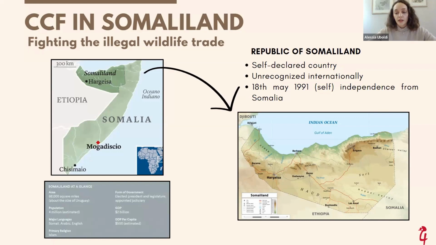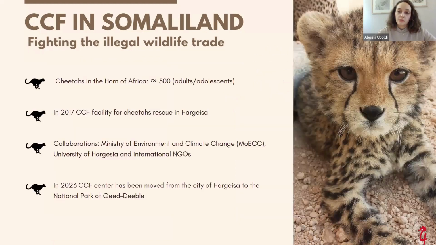And CCF decided to start a project, and they came to Somaliland first in 2011 for monitoring, counting the number of cheetahs and collaborating with the ministry. It is estimated that the cheetahs in the Horn of Africa are around 500. And CCF could finally build the first facility for rescuing cheetahs from the illegal wildlife trade in 2017. In these years, the collaboration went on, also with the University of Hargeisa and other NGOs. And this year, finally, CCF could move from Hargeisa city, the capital, to the National Park of Gedeble, with all the cheetahs and the facility.